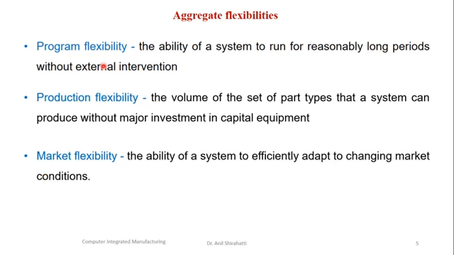So what it means is the program should run for a longer time without any intervention from the human side. Production flexibility: if I am investing capital in different machines, and any change happens in the market or the product, the machine should work for that product also, and I should not reinvest. Market flexibility is this: if there are any changes happening in the market and for that reason I have to change my product, whatever investment has happened in the plant should be capable of adapting to this change in the product with respect to the market demand.